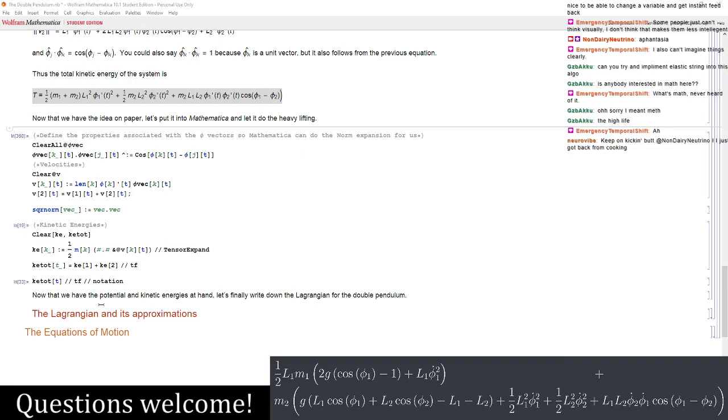So Emergency says, I also can't imagine things clearly. Me too. Welcome to the club. Okay, so let's see. GZB says, can you try and implement elastic string into this algorithm?